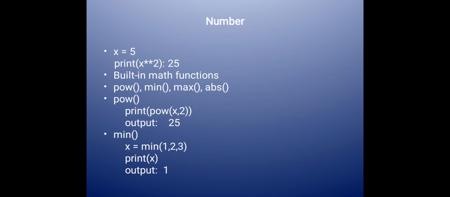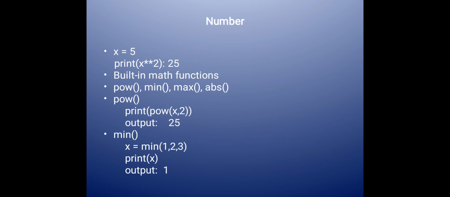The power function returns the value of the first number to the power of the second number. That means in this case, print power of x comma 2. The value of x is 5. So print power of 5 comma 2. It returns the value of 5 to the power of 2, that is 25. The output will be 25.